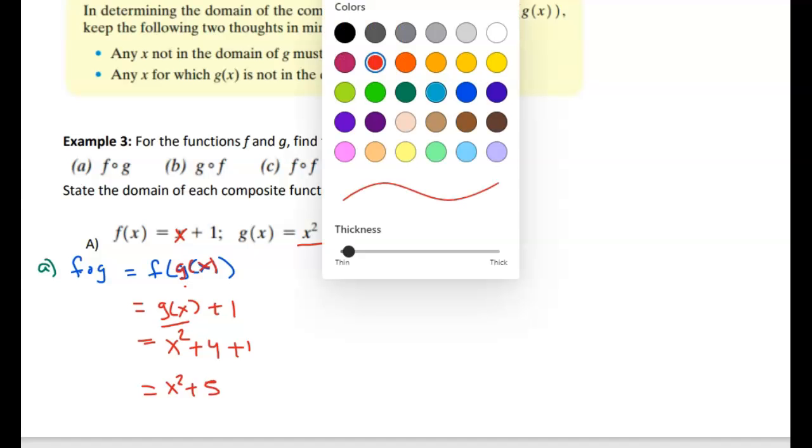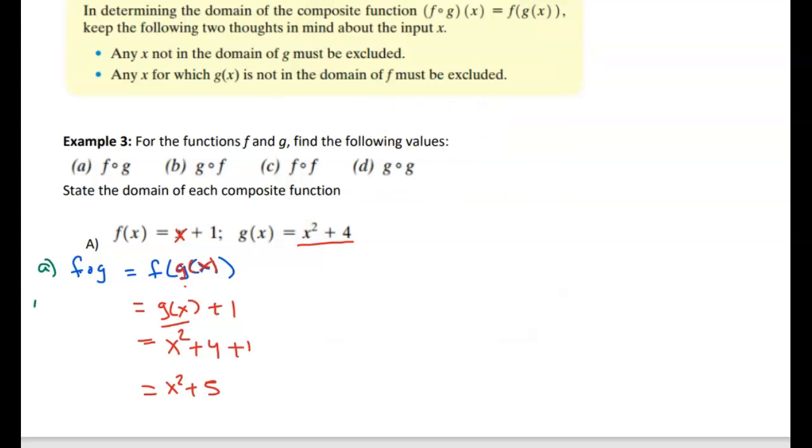All right. So now let's look at the domain. Okay, so for the domain you want to look at the domain of the inner function. First we need to look at the domain of g of x. This is a polynomial, which means there are no excluded values. The domain is all real numbers from negative infinity to infinity.